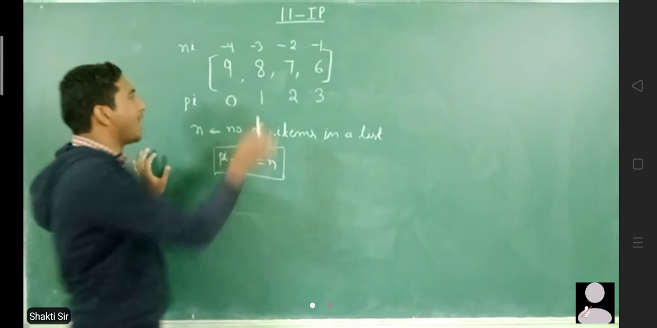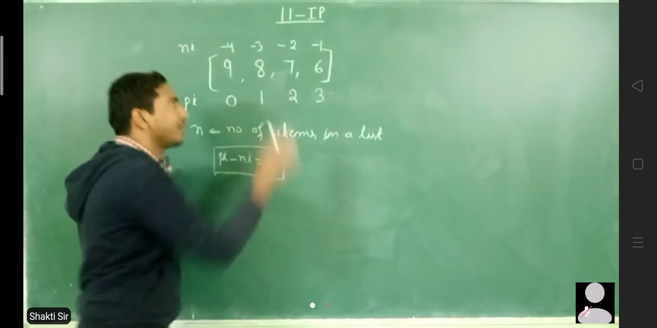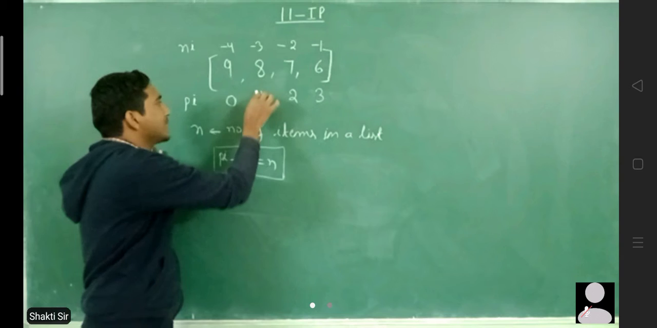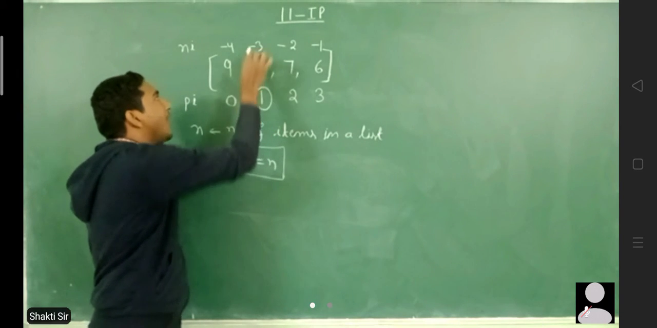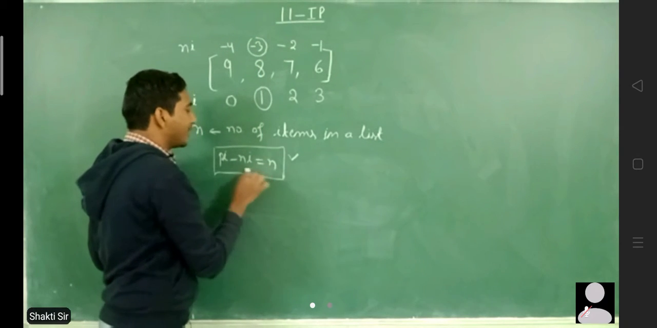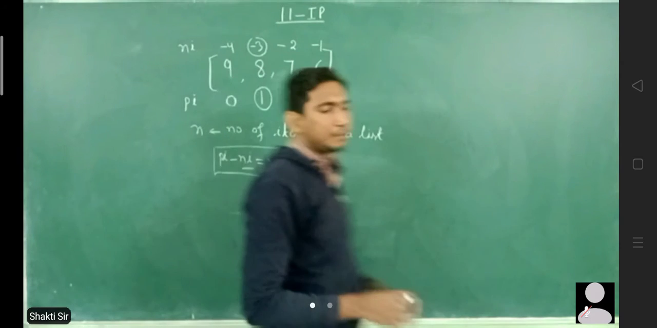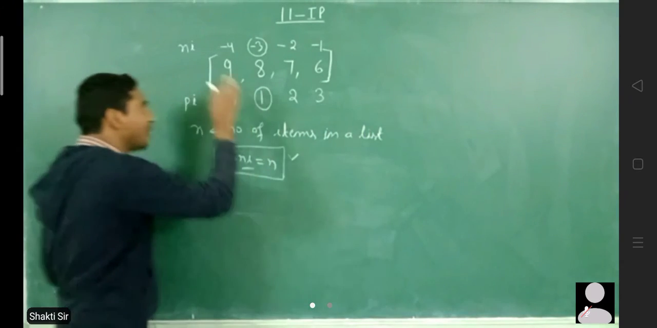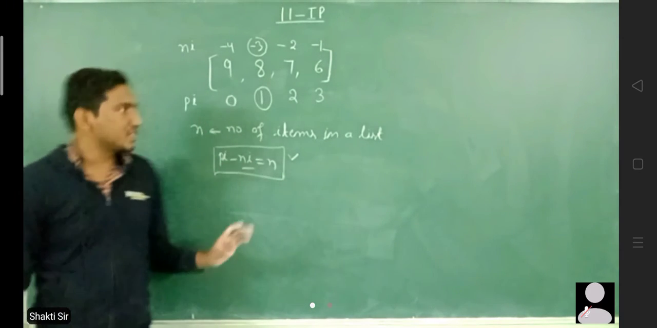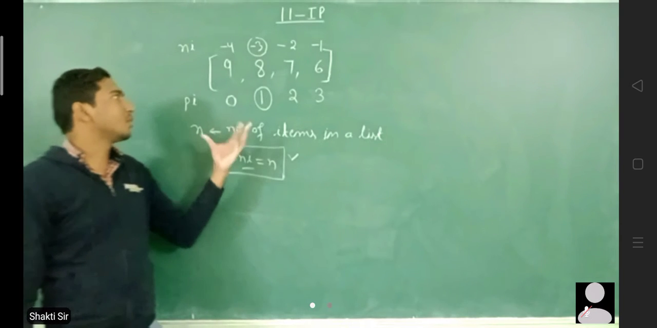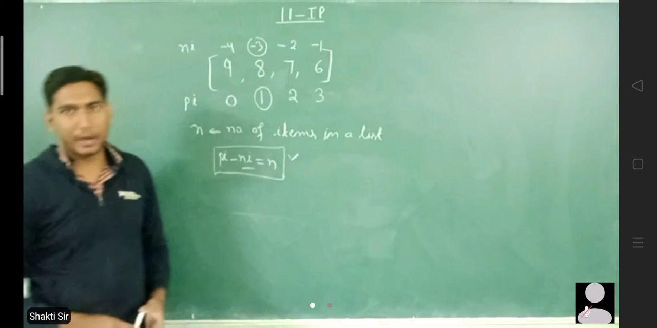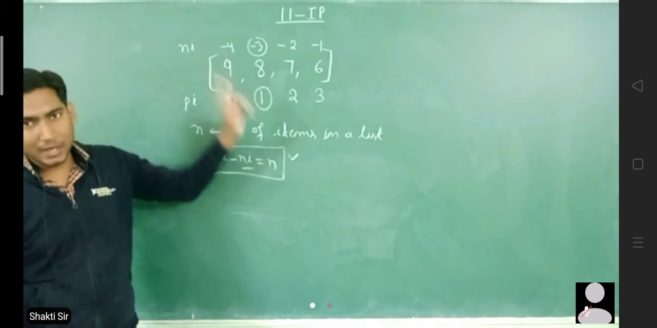Suppose I have given a list that has 4 elements, and suppose an item has a positive index 1, then I have to find the negative index. Use this formula and find the value of ni. So the question is, you have given a list in which there are 4 items and the positive index of an item is 1, then you have to find the negative index of the item. The answer should come to be -3. Let us see if it is coming or not.